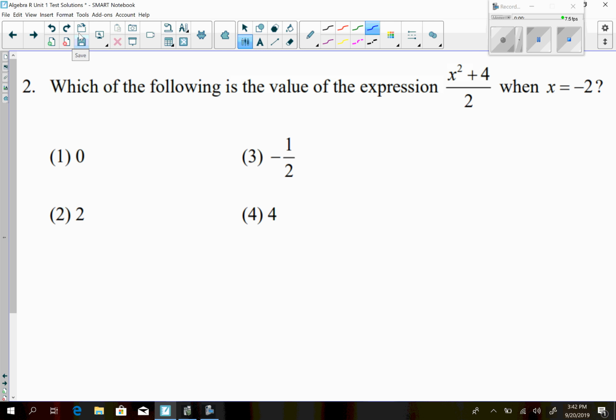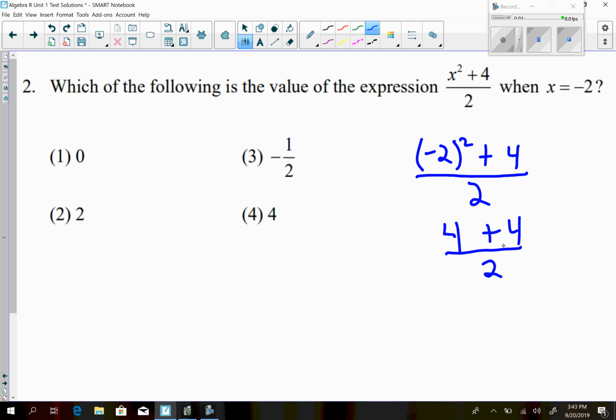Which of the following is the value of the expression (x squared plus 4) over 2 when x equals negative 2? Means instead of x, negative 2 squared plus 4, all over 2, means all divided by 2. Negative 2 squared, negative 2 times negative 2 is positive 4. Copy the plus 4 over 2, copy that. 4 plus 4 is 8. Copy over 2. 8 over 2 means 8 divided by 2. Choice 4 is the answer.